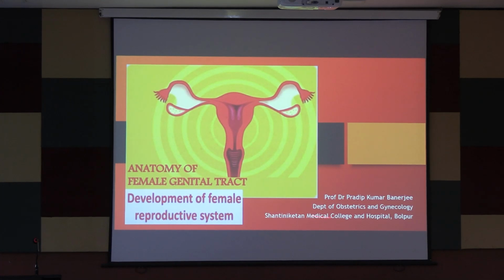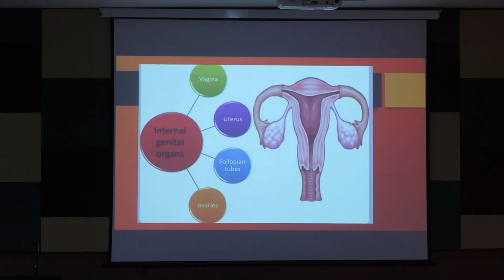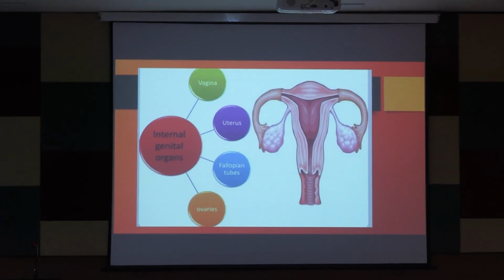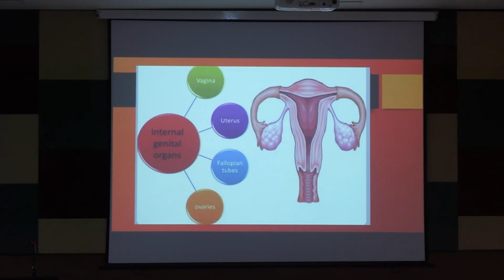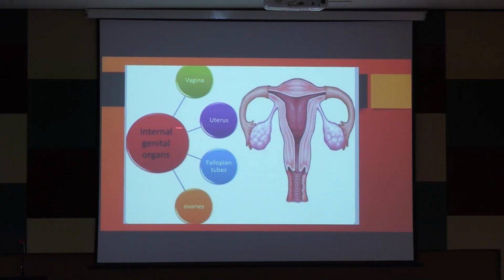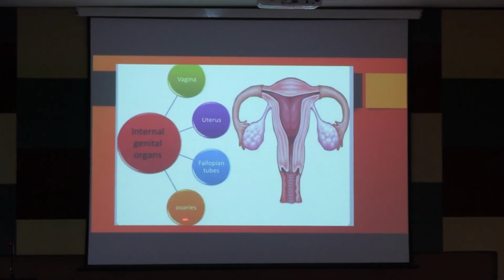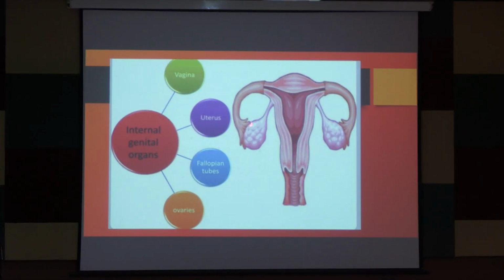This is anatomy, and this consists of reproductive organs. This is internal genital organs and external genital organs. The internal genital organs include, you start from here, the ovaries, then comes the fallopian tubes, then the uterus, then the vagina. This is internal genital organs.